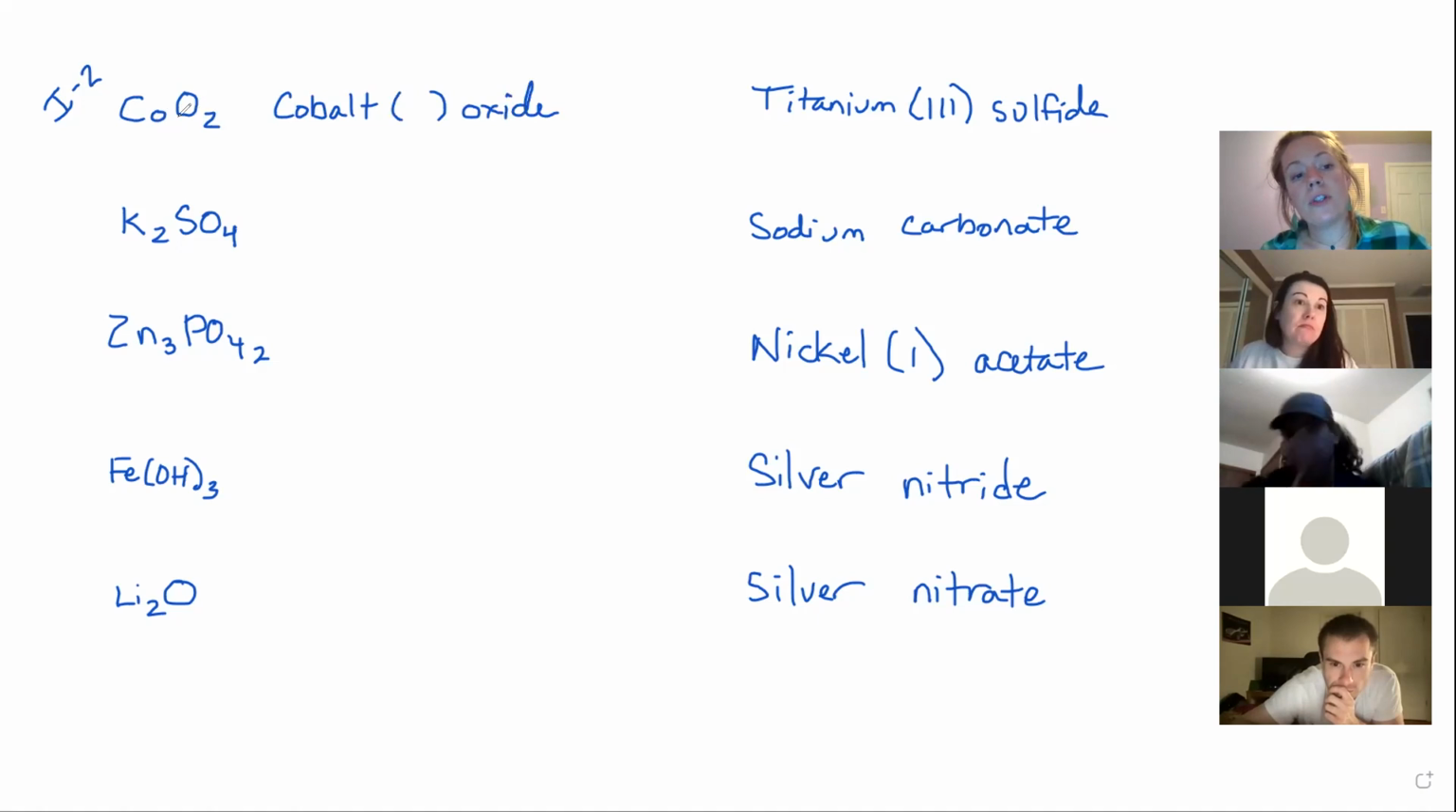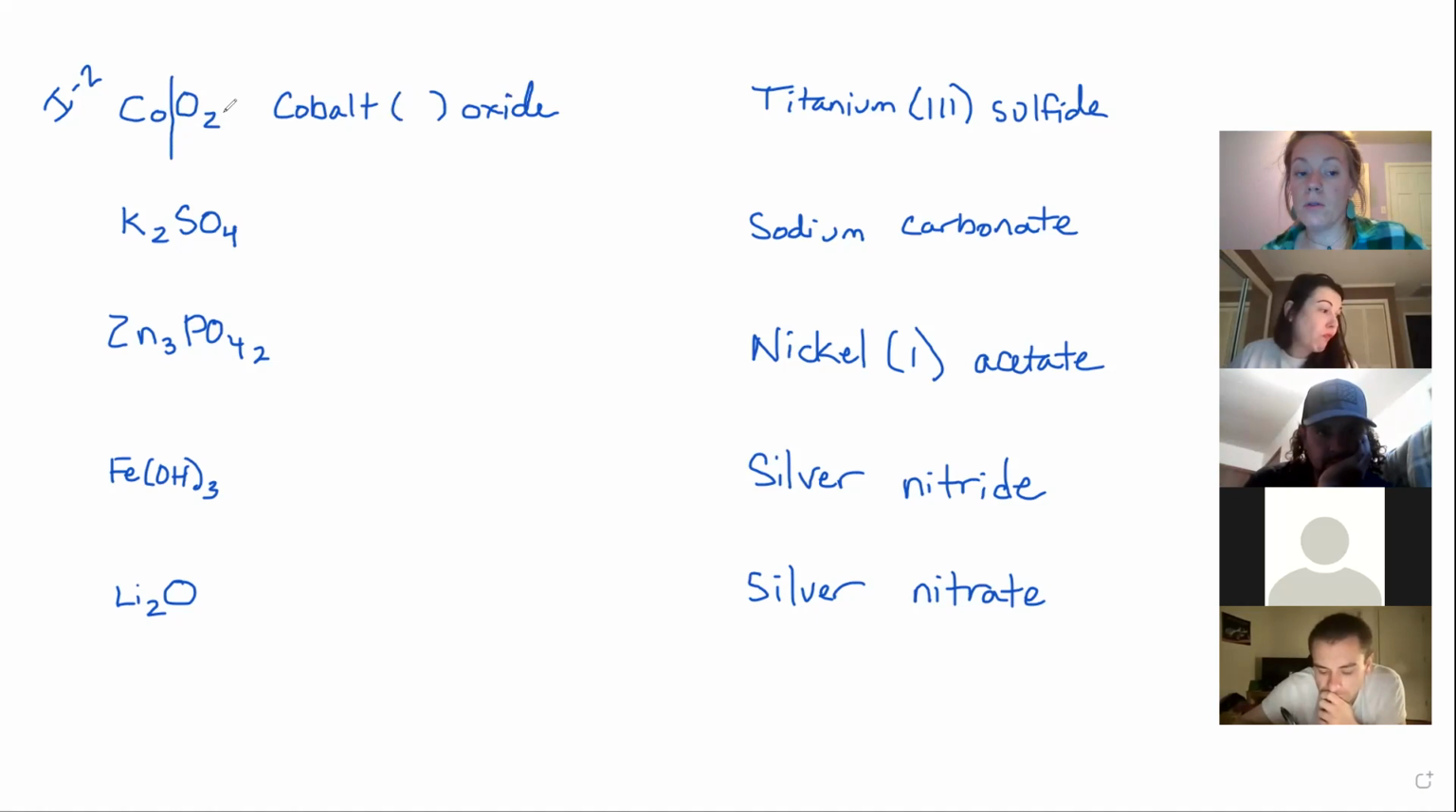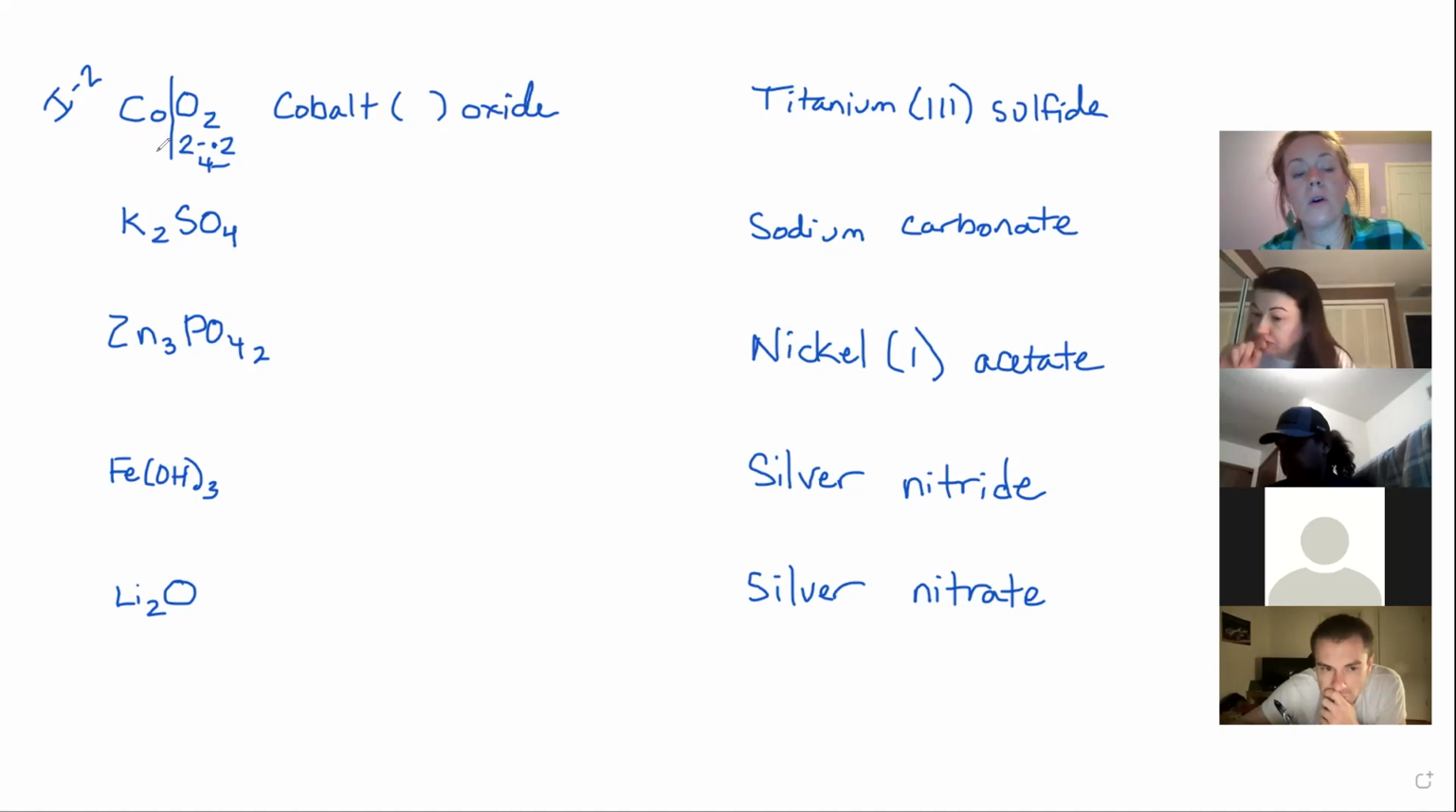Right, to figure out the charge on this cobalt, we need to go from what we do know, which is the charge on oxygen, to get what we don't know. Oxygen always has a 2- charge because of the column it's in, and there are 2 of them. So there's an overall 4- charge on the negative side of this formula unit. So the positive side has to be equal and opposite to that because we have a neutral charge for every one of these. So this will be a 4+, or IV.